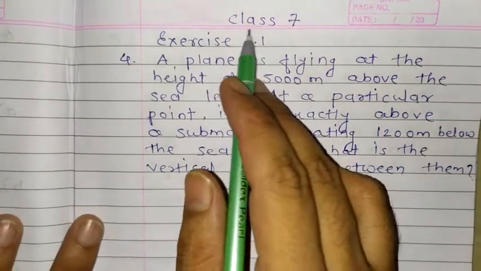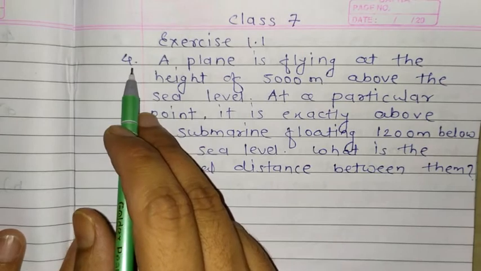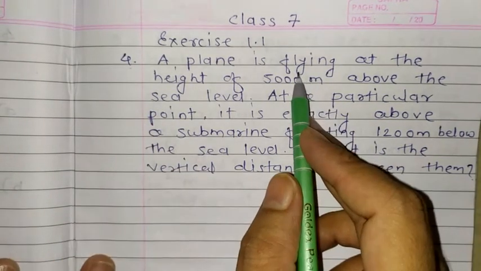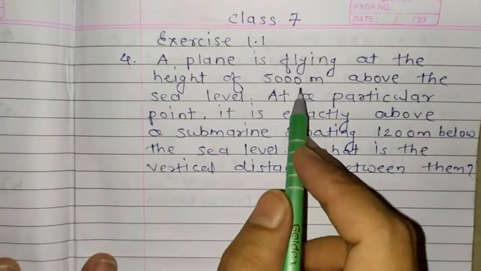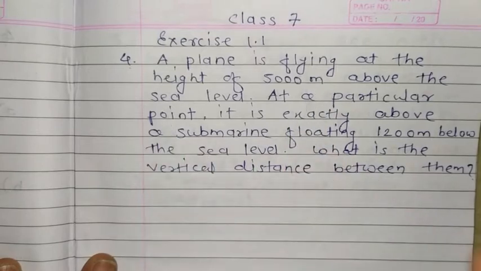Hello dear student, now we are in the class 7 exercise 1.1. So in this tutorial we start with the question number 4. A plane is flying at the height of 500 meter above the sea level.